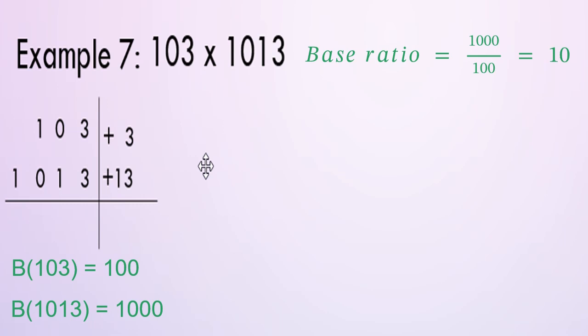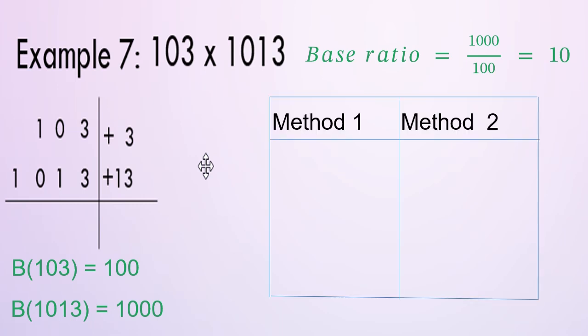Now we have two ways to get our left part of the answer, which are explained as follows. Method 1, we may multiply this 10 to 103. So, 103 multiplied by 10 equals 1030. Because the sign of 13 is a plus, therefore we will add here. So we do 1030 plus 13 equals 1043.